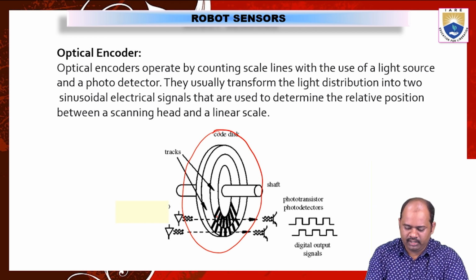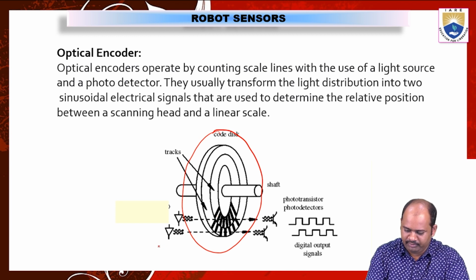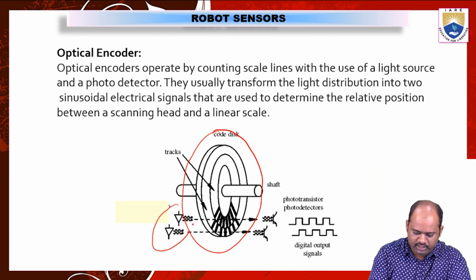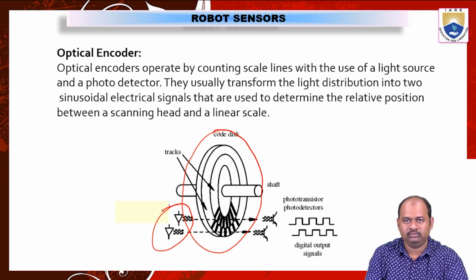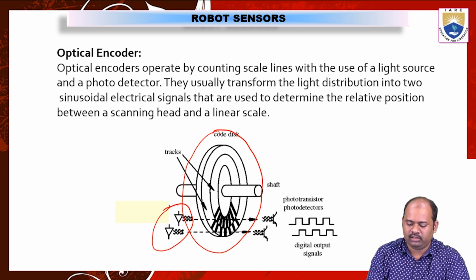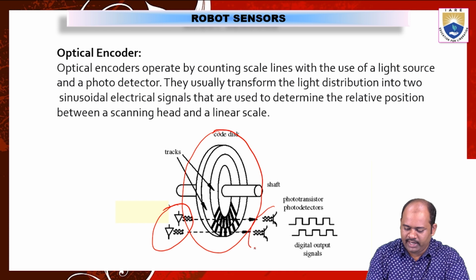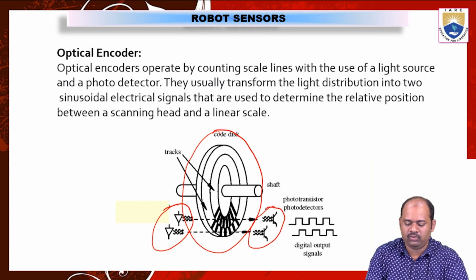So this is the point where we will have a light source. On the left side we have two light sources. On the right side we have two light sensors. These are phototransistors or photo detectors, so they can detect the light.